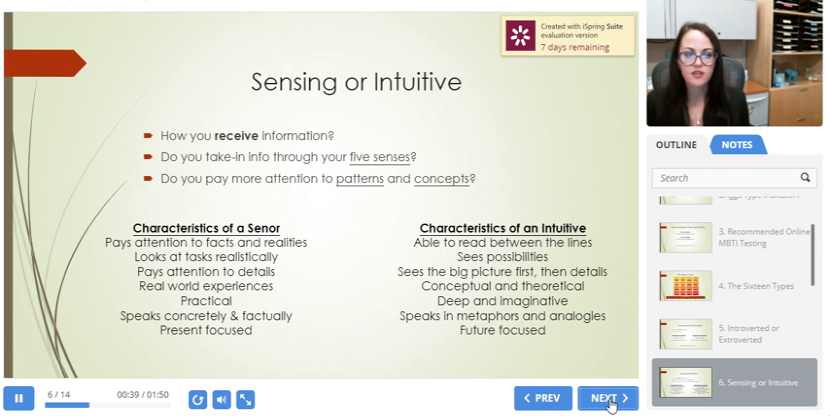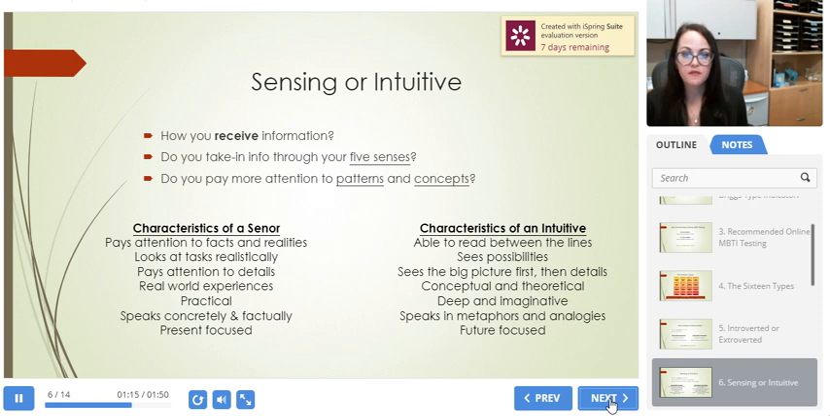So, characteristics of a sensor. Sensors live very intensely in the real world, in the physical world. They pay attention to facts and realities. They look at tasks realistically. They pay attention to details. And they place their trust in real world experience versus concepts and theories. They're very practical, and when they speak it's often very concrete and factual. They're also very present focused, so these types of people will live very intensely in the present moment.